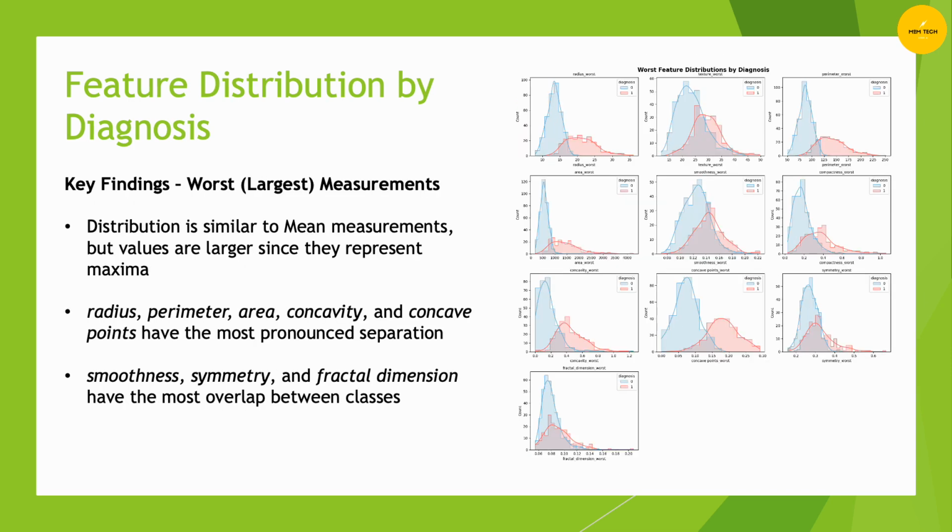Here, we can see that worst measurements tend to mirror the mean measurements but at larger values since they're maximum. Again, size and concavity related features have the clearest separation, while smoothness, symmetry, and fractal dimension overlap a lot between classes.